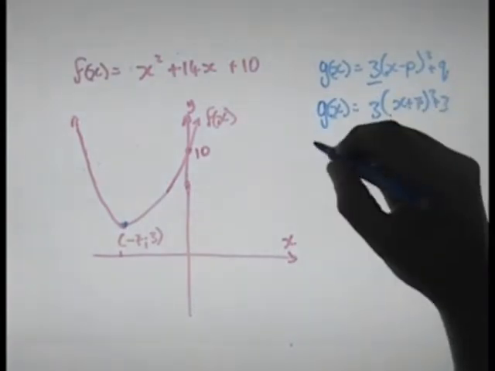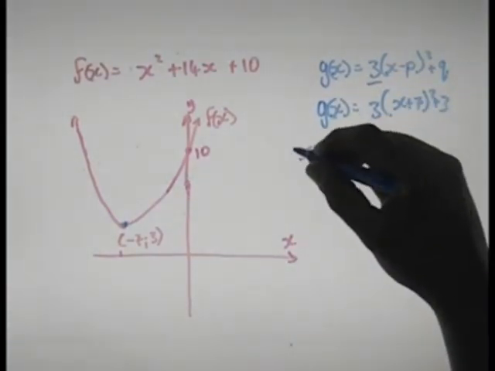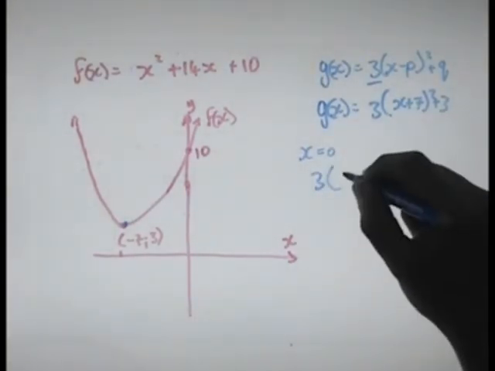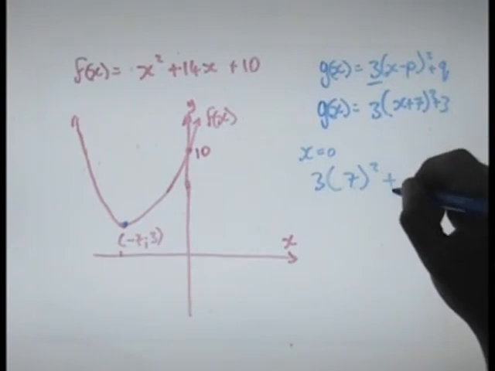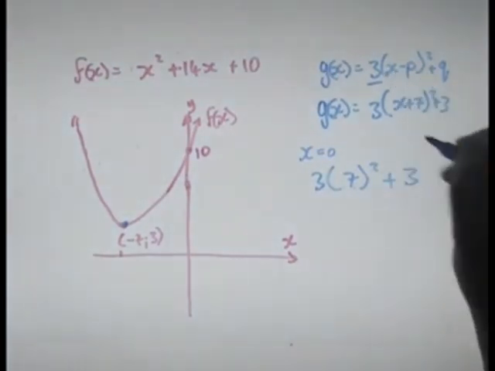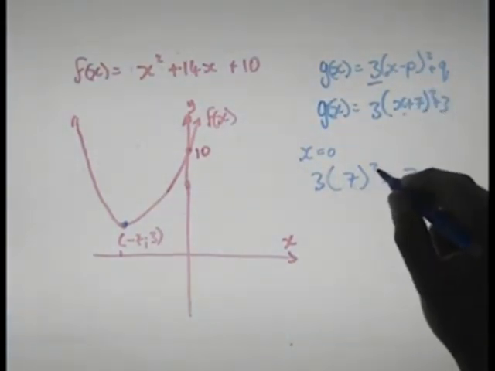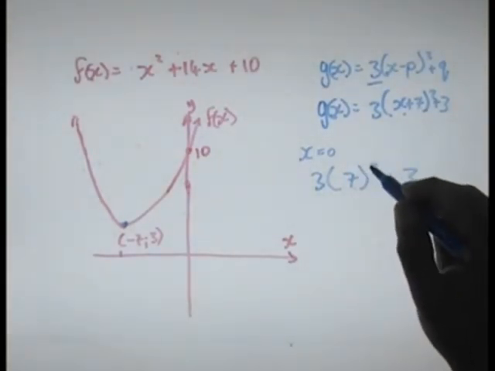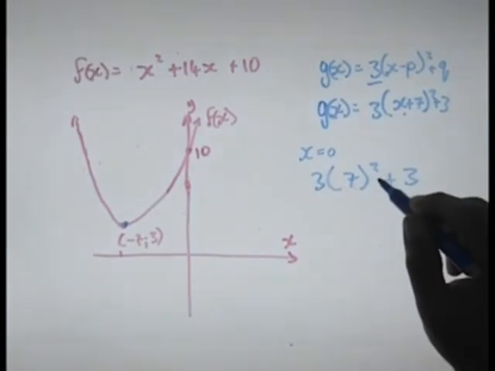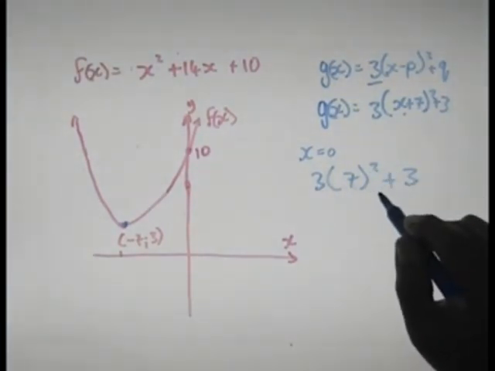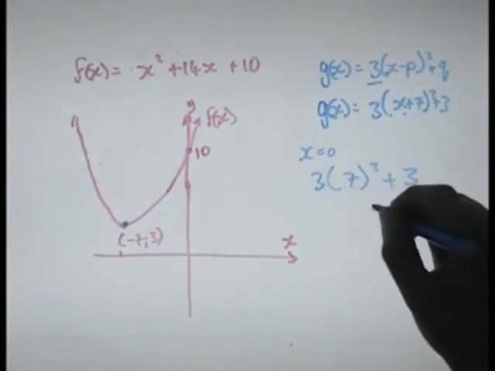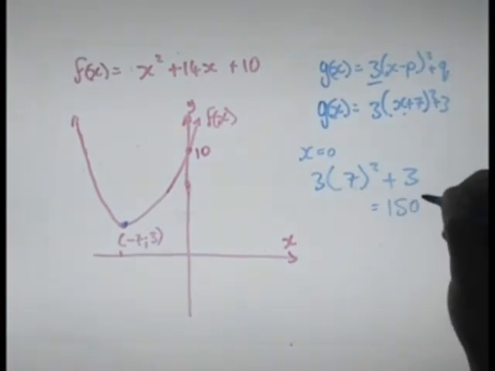The next thing we're going to look at is the y-intercept, and that happens when x is equal to 0. That's going to be 3 multiplied by 0 plus 7 is 7 squared plus 3. 7 squared is 49. 49 multiplied by 3 is 147. 147 plus 3 is equal to 150.